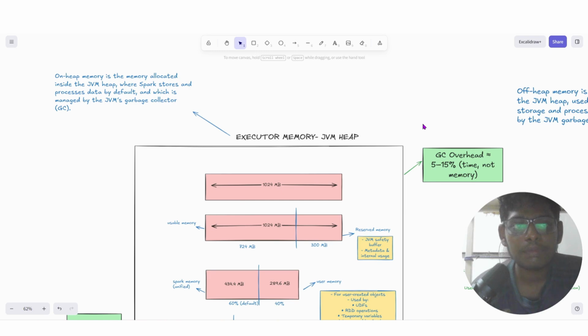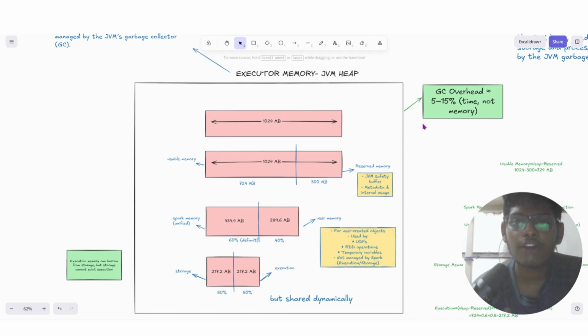The JVM heap is a memory. On-heap memory is inside the JVM heap. It is used when Spark stores and processes data. It is managed by the garbage collector. What is the garbage collector? When we process some data, it creates some Java objects internally. When we don't use some objects, it will clear the old, unused objects. That is the work of the garbage collector.